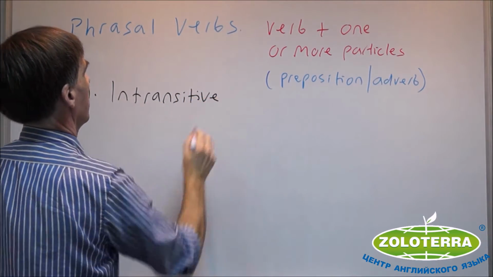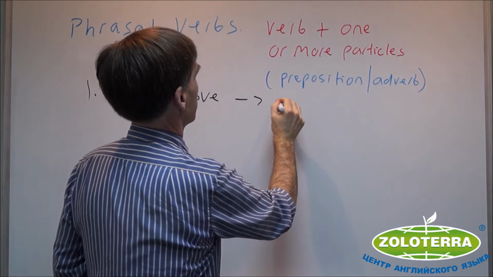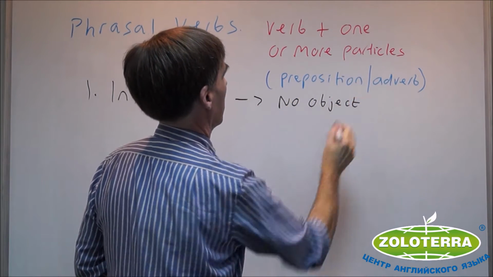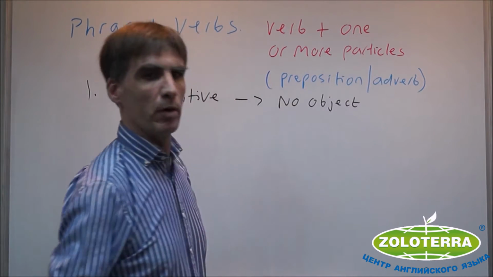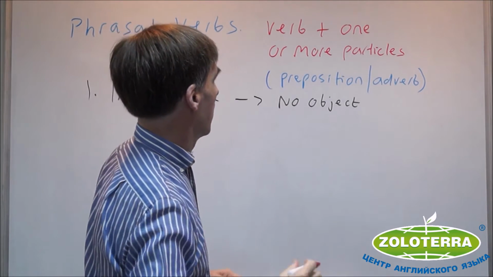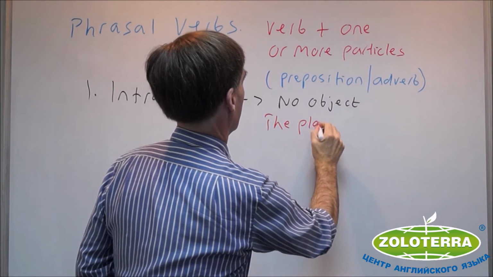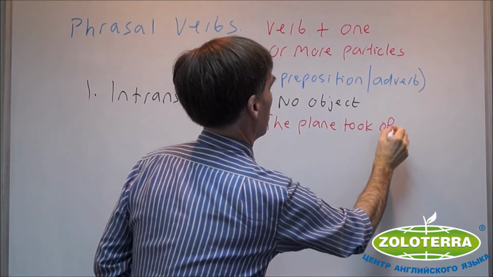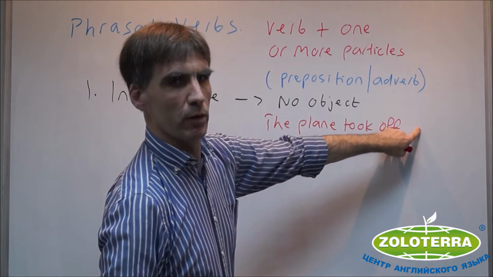intransitive. This means the phrasal verb has no object. We can give an example using the verb take off. In the past tense, the plane took off. There is no object following the phrasal verb.